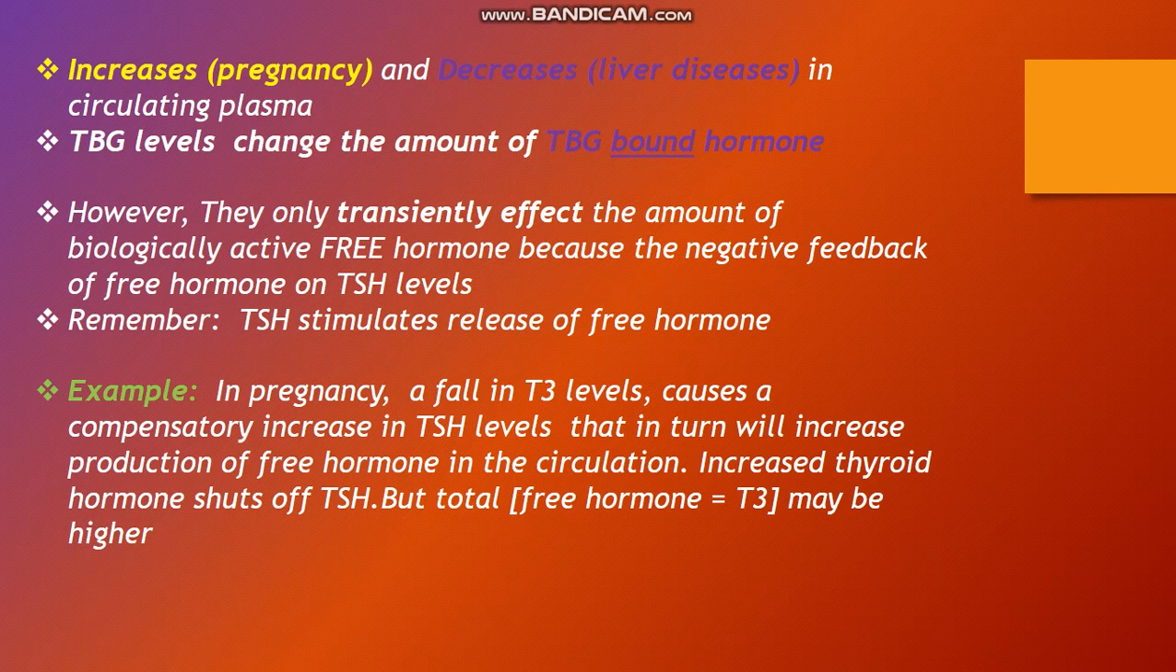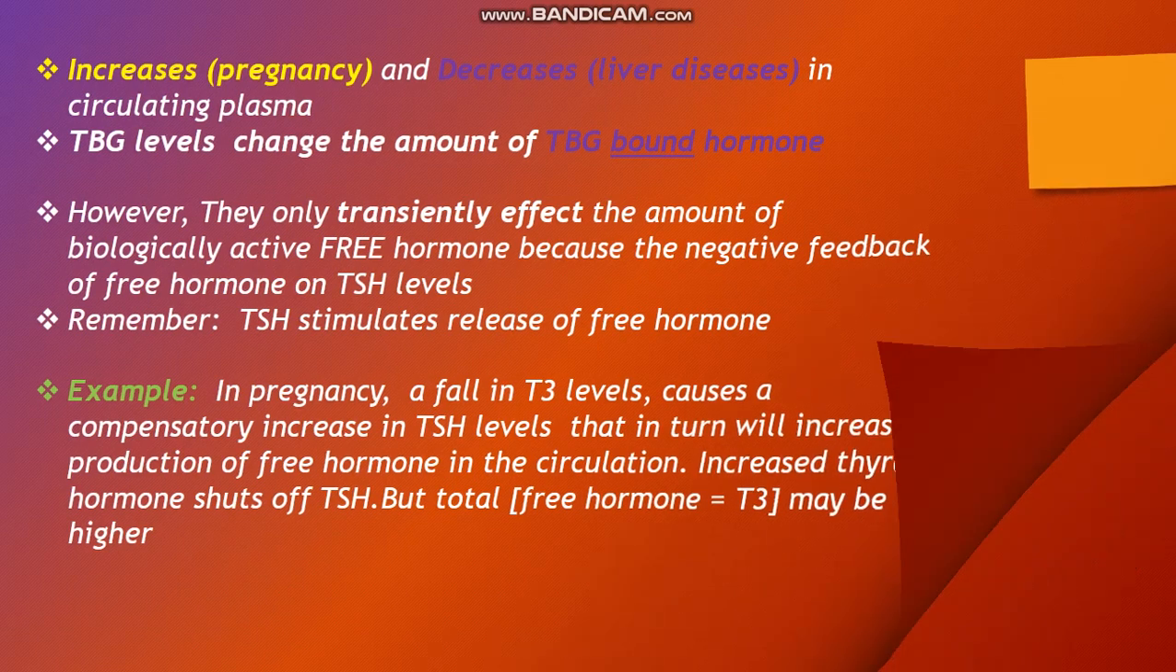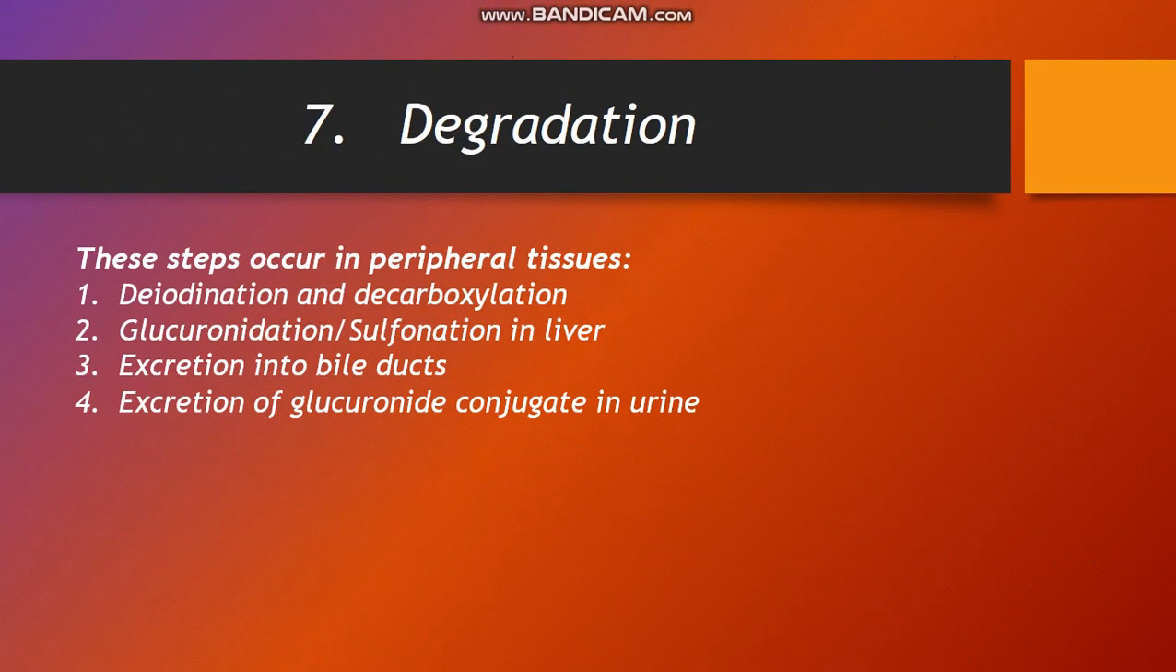इन प्रेगनेंसी, a fall in T3 level causes a compensatory increase in TSH level. ये negative feedback है. That in turn will increase production of the free hormone in the circulation. Increased thyroid hormone shuts off TSH, but total hormone may be higher. Degradation: these steps occur in peripheral tissues: deiodination and decarboxylation, glucuronidation and sulfonation in liver, excretion into bile ducts, excretion of glucuronide conjugate in the urine.